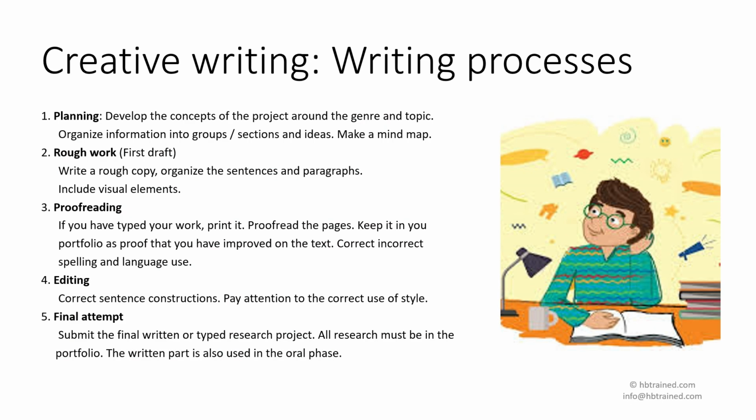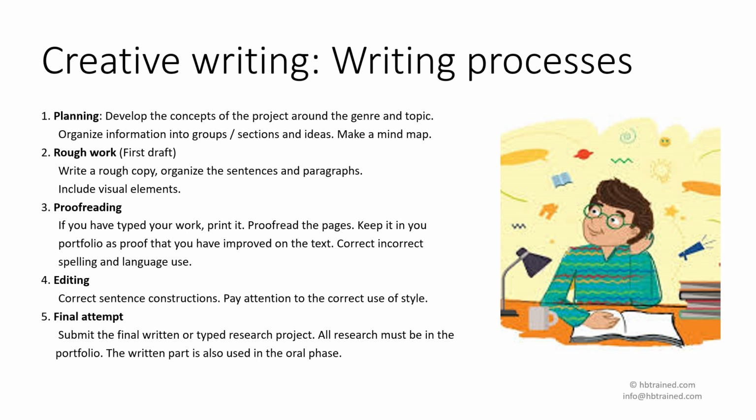Creative writing. Writing processes. Number 1. Planning. Develop the concepts of the project around the genre and topic. Organize information about groups, sections, and ideas. Make a mind map.